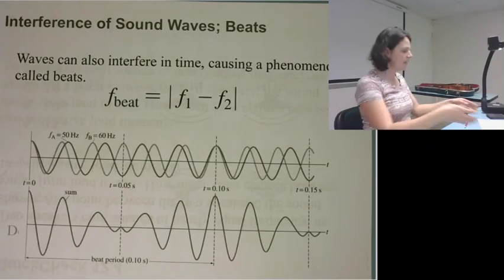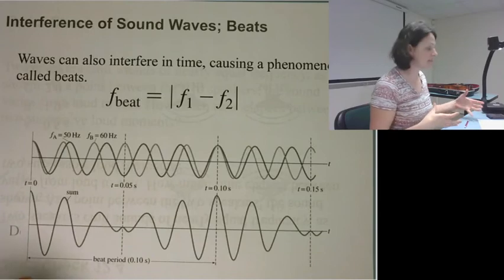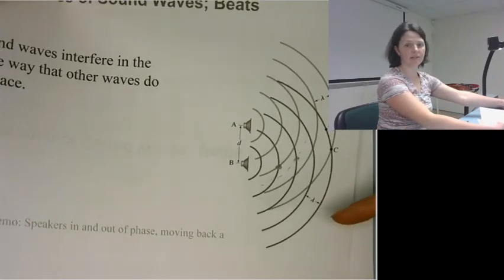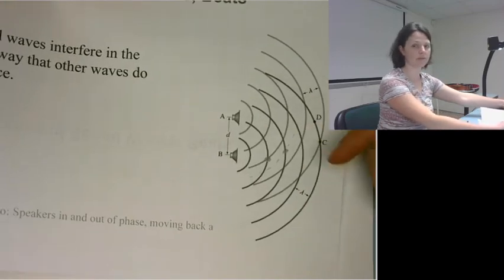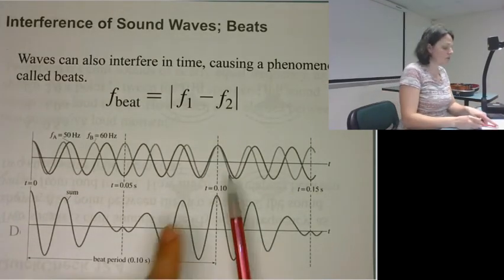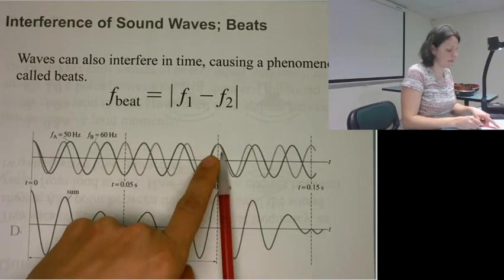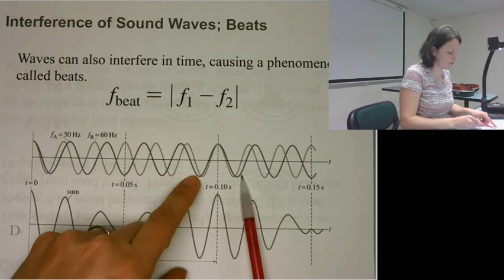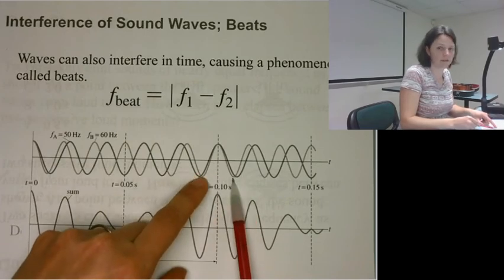And the way that beats work is by patterns of constructive and destructive interference, just like the patterns of constructive and destructive interference work here for when I move the speakers around the room. Okay, so we have some regions where we have two waves that are almost the same frequency, right? So they have almost the same wavelength.